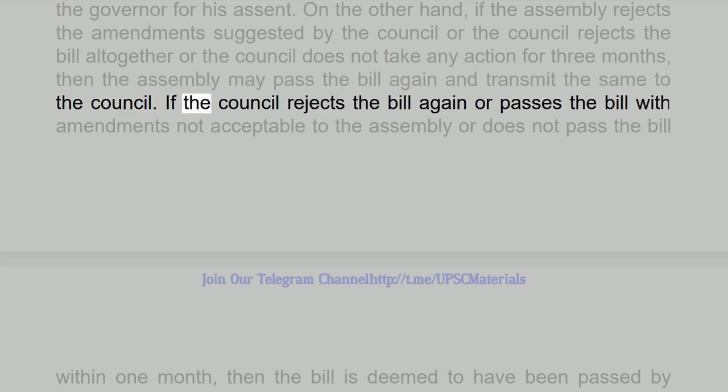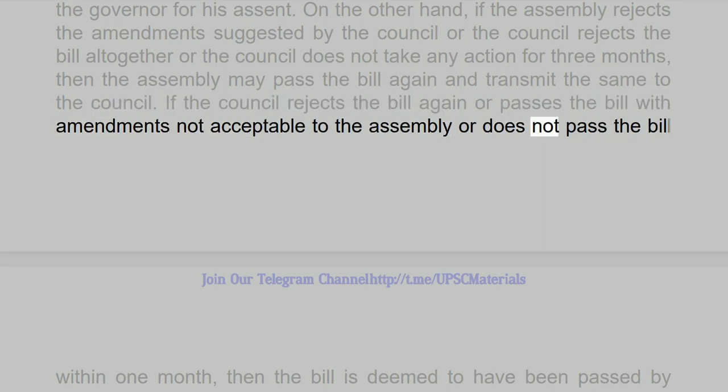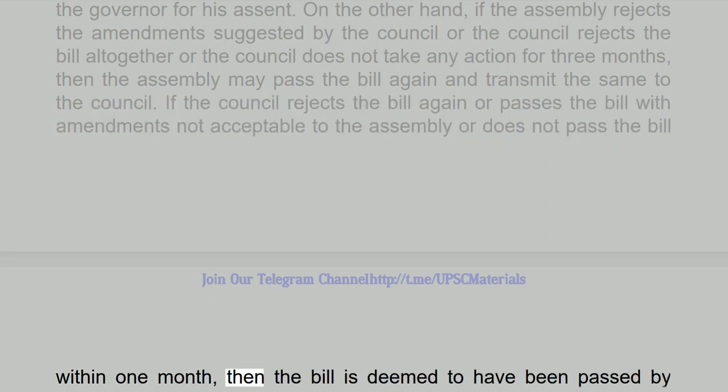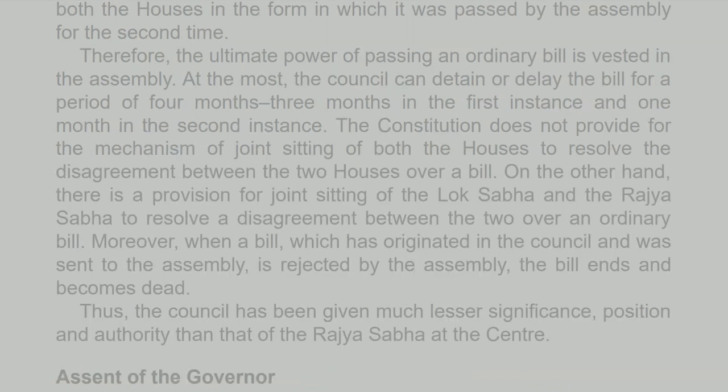If the Council rejects the bill again or passes the bill with amendments not acceptable to the Assembly or does not pass the bill within 1 month, then the bill is deemed to have been passed by both the houses in the form in which it was passed by the Assembly for the second time. Therefore, the ultimate power of passing an ordinary bill is vested in the Assembly. At the most, the Council can detain or delay the bill for a period of 4 months, 3 months in the first instance and 1 month in the second instance.